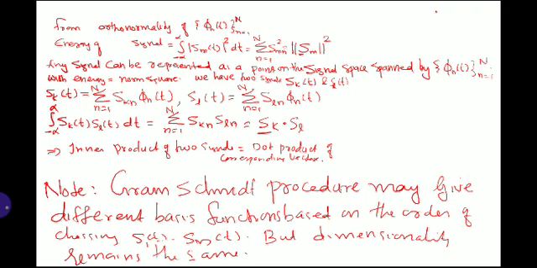Now we need to note that the Gram-Schmidt procedure may give different basis functions based on the order of choosing S1 to Sm. Here we went in the order S1 of t, S2, S3, S4.